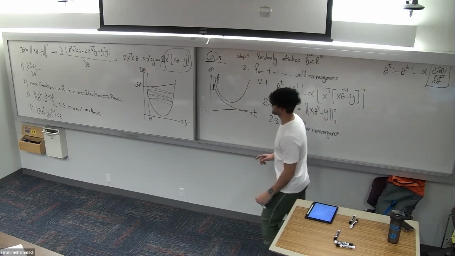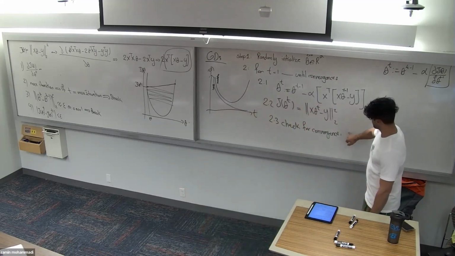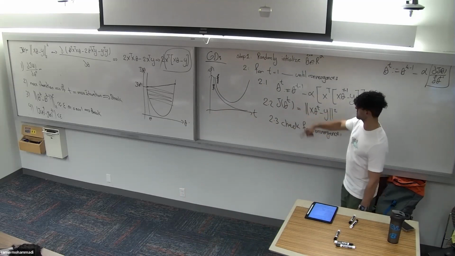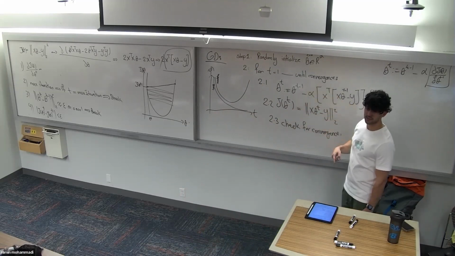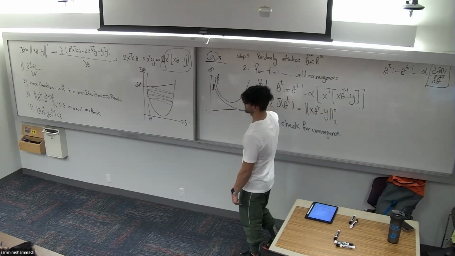So now, this is the general form of gradient descent. You check for convergence. If you converge, you break. Otherwise, this loop basically continues. Okay. Now, there is one downside with gradient descent.